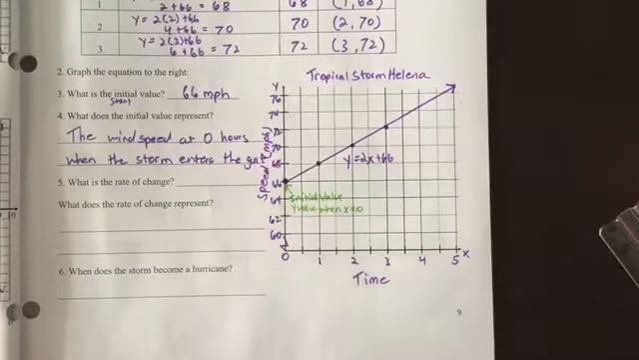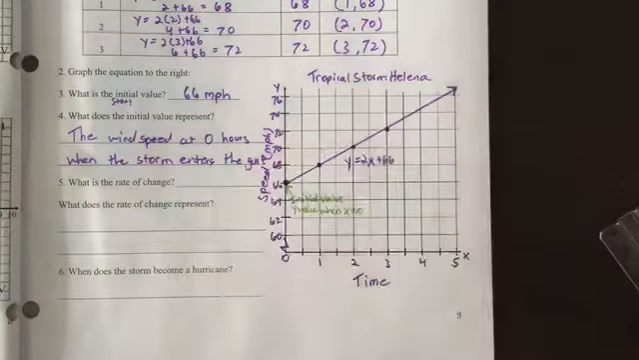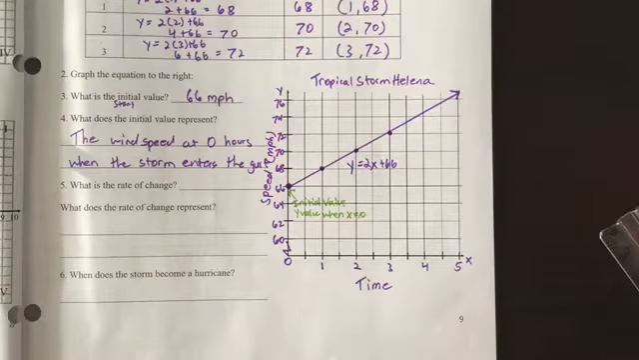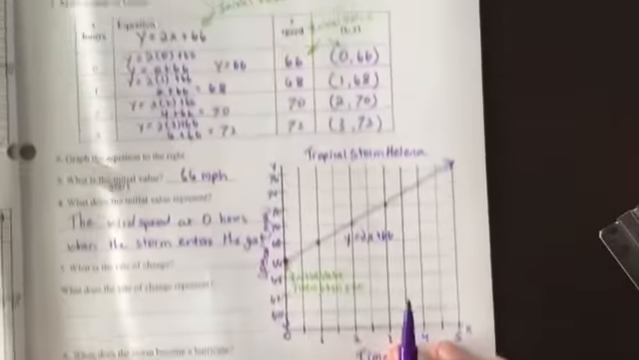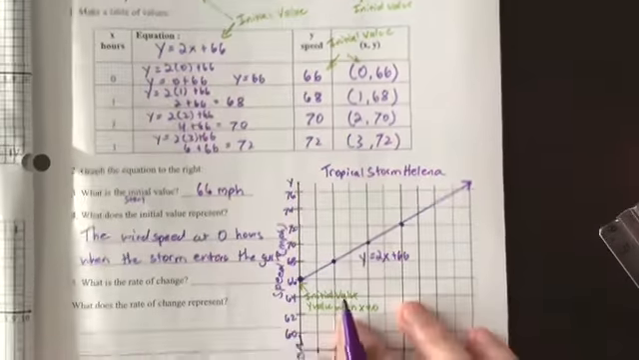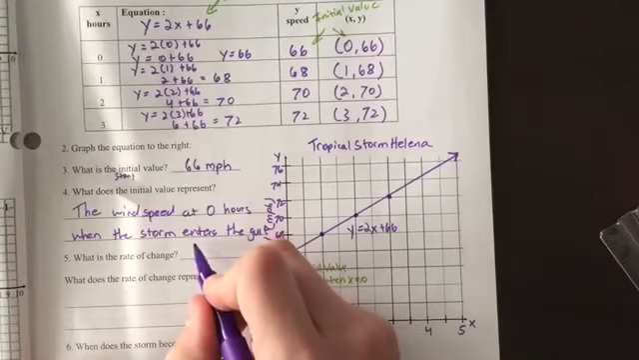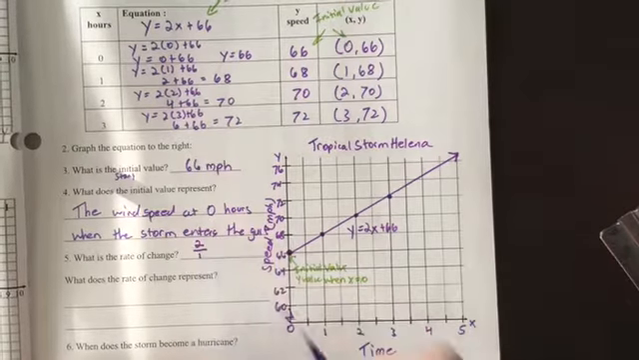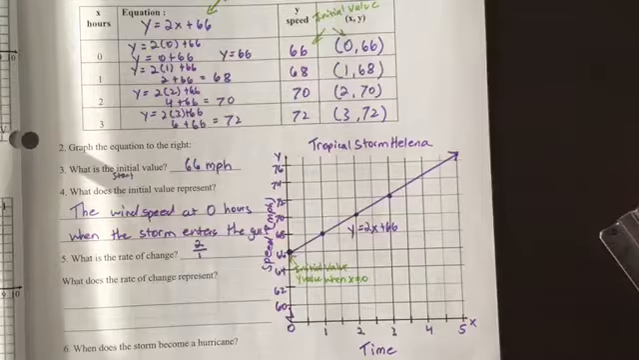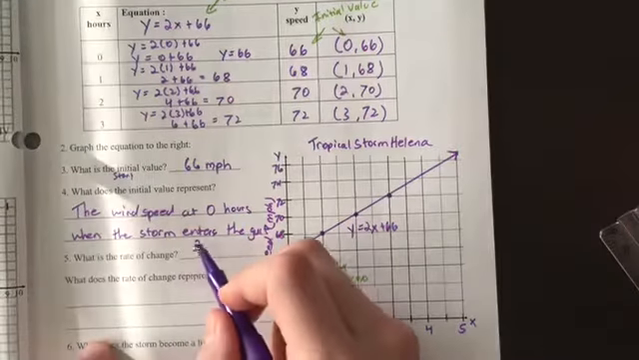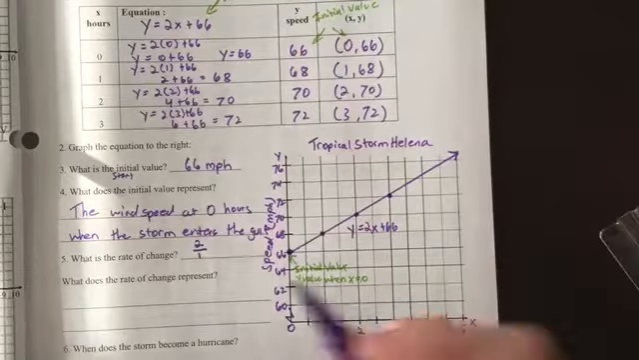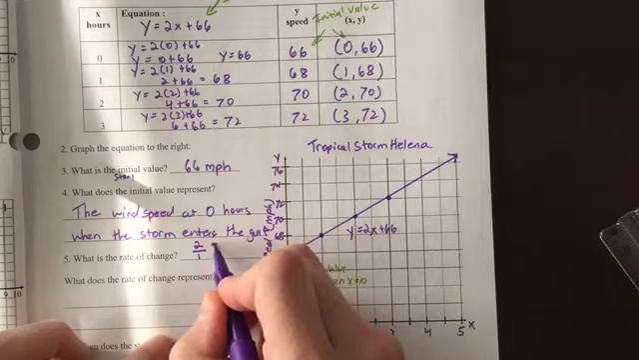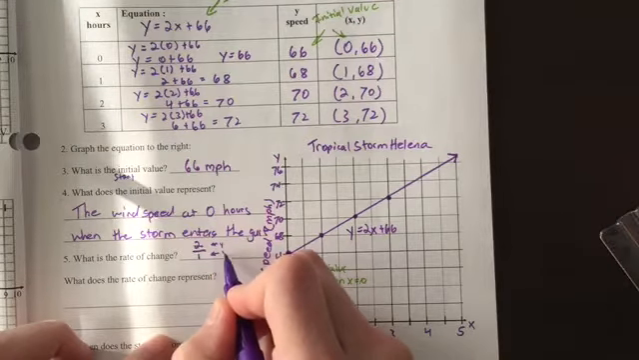Number 5, we're asked, what is the rate of change? So what's changing in this problem? Well, the wind speed is changing. How is it changing? Every hour, our wind speed is going up by 2 miles per hour. So we're going to say our rate of change is an increase in 2 miles per hour for every 1 hour. So we're an increase of 2 miles per 1 hour. And I'm showing it like this for a specific reason we'll see later on in the week, that we're showing our increase in y's over our increase in x.